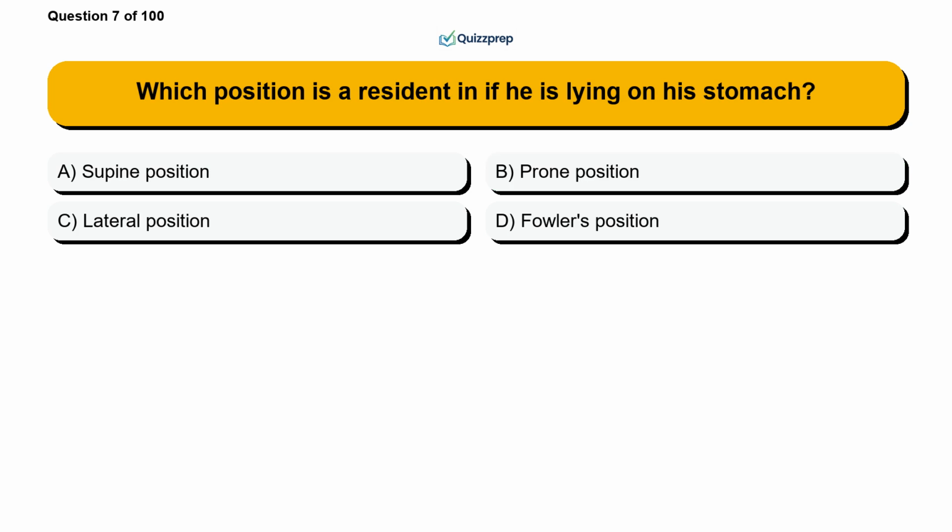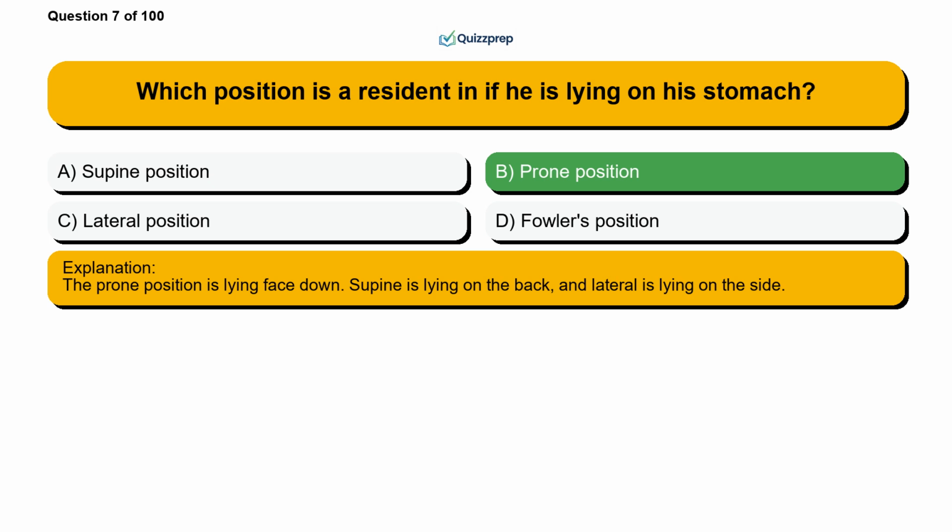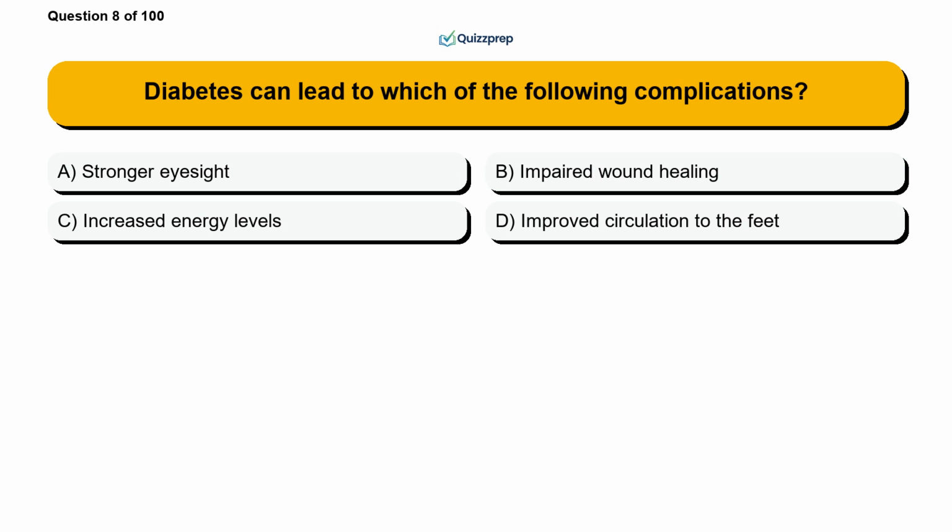Question 7. Which position is a resident in if he is lying on his stomach? Option A. Supine position. Option B. Prone position. Option C. Lateral position. Option D. Fowler's position. The correct answer is option B. Prone position. The prone position is lying face down, supine is lying on the back, and lateral is lying on the side.